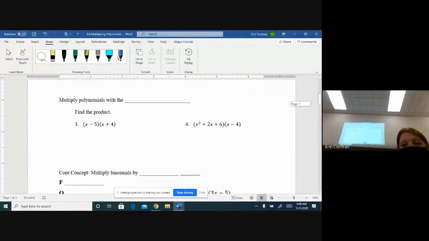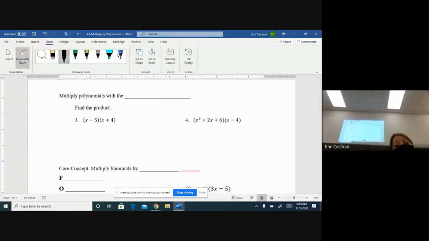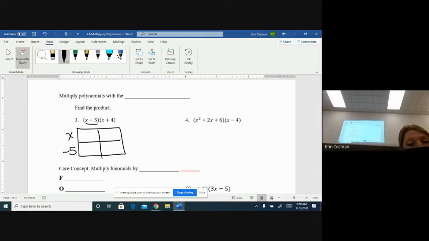All right. So since this is a 2 by 2, okay, I'm going to draw a 2 by 2 table. I'm going to put my first binomial on the left side. So I got x and I have negative 5. And then I'm going to take the second one and either put it up top or in the bottom. It doesn't matter. So x and positive 4.